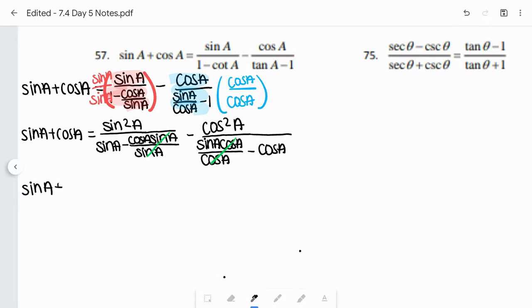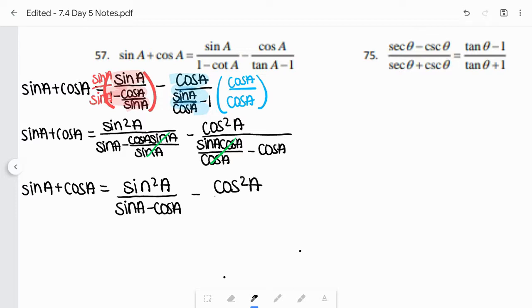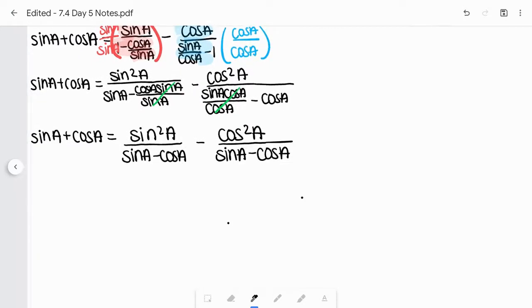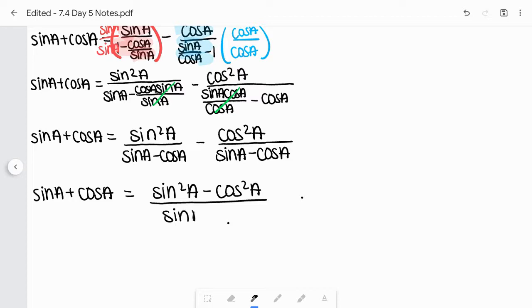So sine A plus cosine A is equal to sine squared A over sine A minus cosine A minus cosine squared A over sine A minus cosine of A. Okay, now that I have common denominators, let's go ahead and subtract. So I've got sine squared A minus cosine squared A all over sine of A minus cosine of A.